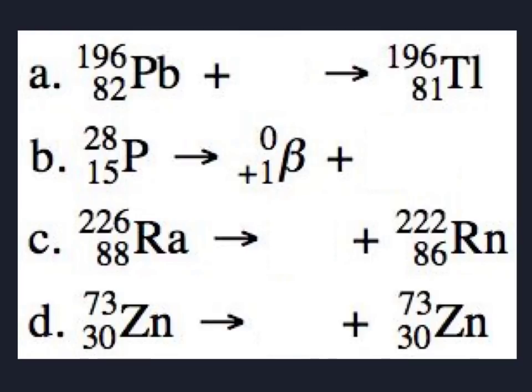Okay, so let's do this together now. We have 196 up top, 196 up top. That means we need to have a 0 for our particle. 82 and 81, that means I need to have a -1 here. So let's look back and see what particle has a 0, -1. So that was beta negative decay, and that is our beta negative particle.